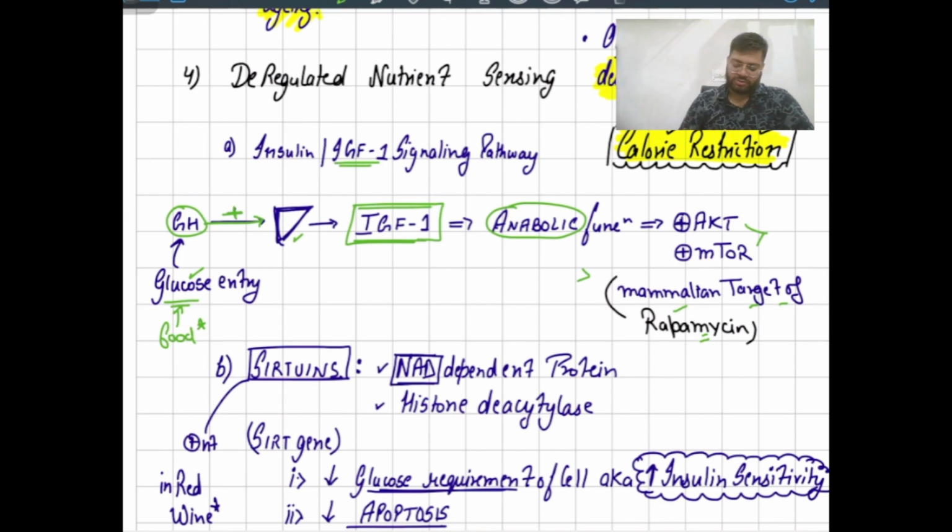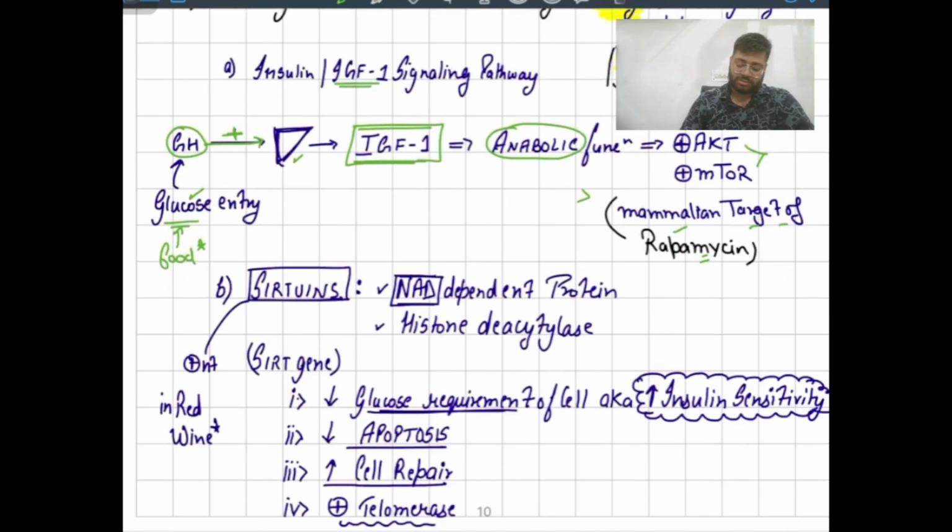The other part we are going to discuss, which is very important, is sirtuins. Sirtuin is an NAD dependent protein. Each and every line is very important. It's a short note. NAD dependent protein, not an NADP dependent protein. It's not a gene. The gene for sirtuin is the SIRT gene. Sirtuin is a protein and SIRT is a gene.